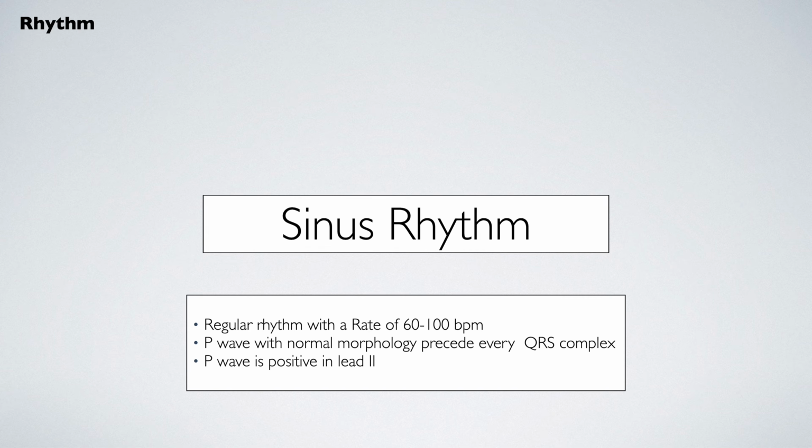So sinus rhythm is really important because it represents normal rhythm. Any ECG that does not fit this criteria is considered an arrhythmia.